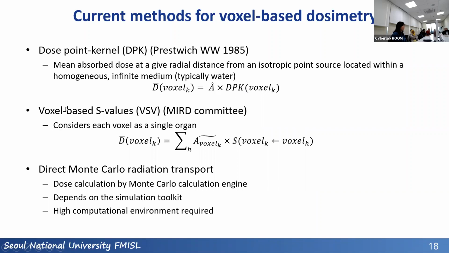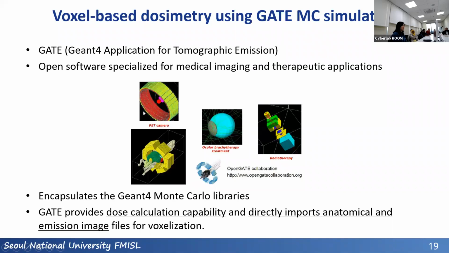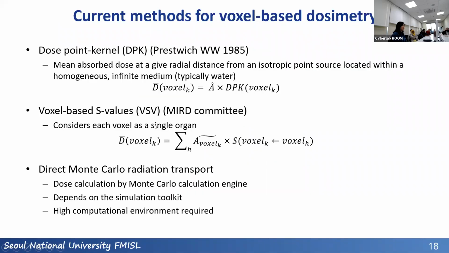The second one is voxel-based S values. The S values we already saw were defined for each pair of organs, but in the voxel-based approach, we can consider each voxel as a single organ. So for every voxel, we can compute the dose by summing over all the voxels around the target voxel.